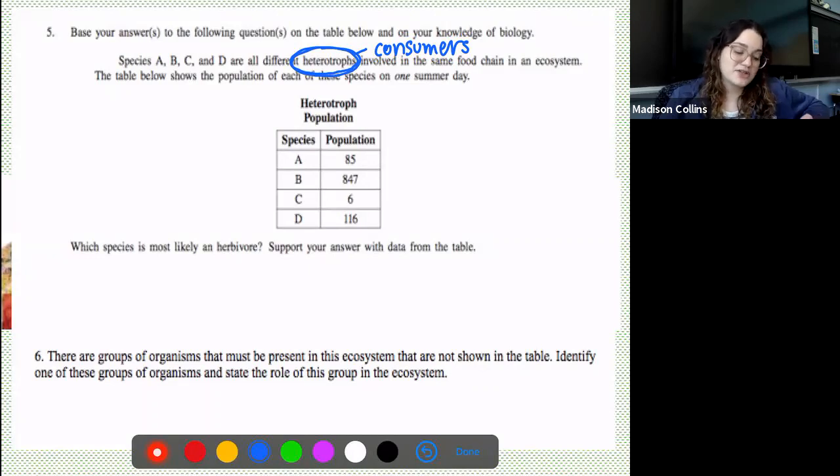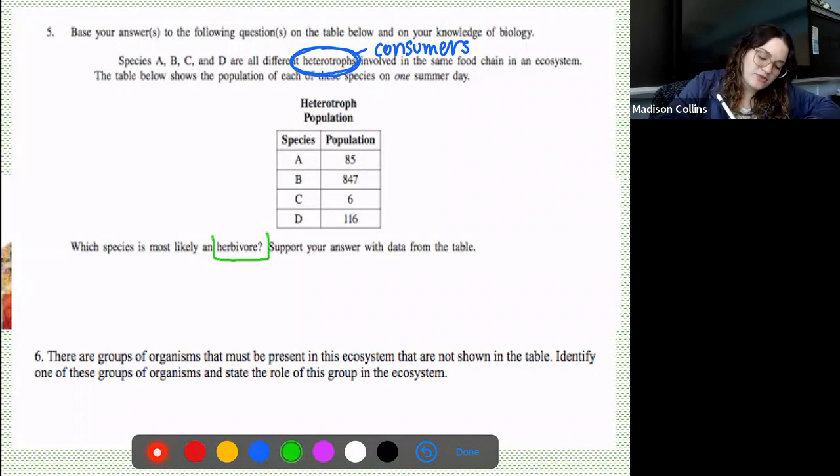The table below shows all the populations of each of these species on one summer day. So we see that amongst these heterotroph populations, species A has a population of 85, species B has a population of 847. Wow, good for them. Species C has a population of 6, and species D has a population of 116. So I do want to ask you, which species amongst these is most likely an herbivore? And support your answer with data from the table.